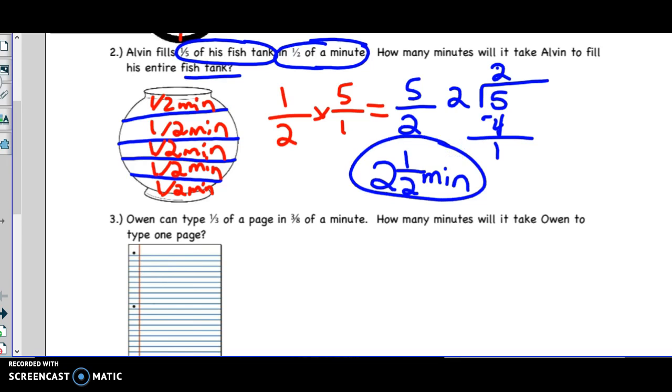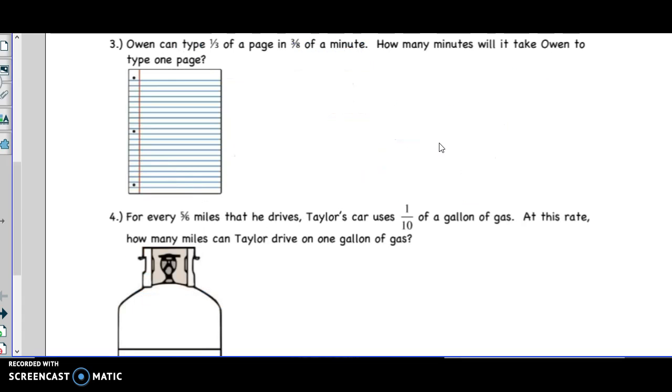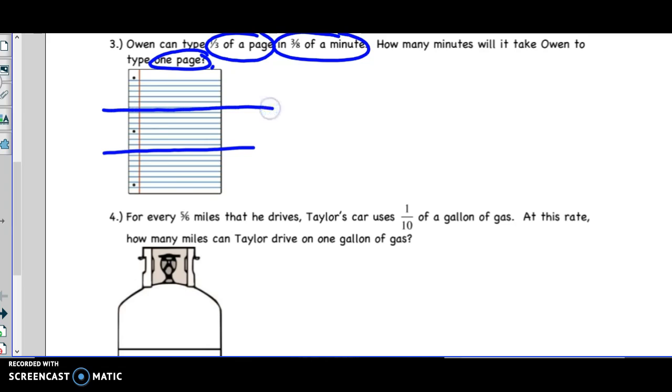What I want you to do now is pause the video and try to do question number 3 on your own. Owen can type 1/3 of a page in 3/8 of a minute. How many minutes will it take Owen to type 1 page? So let's circle our key information. 1/3 of a page in 3/8 of a minute. And then I'm looking for how long it takes him to type the entire page. So my 1 page is broken up into thirds. Let's try to divide it into 3 even pieces. Each third takes 3/8 of a minute.